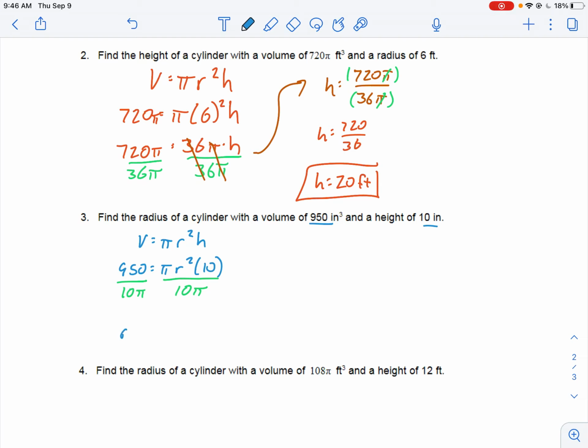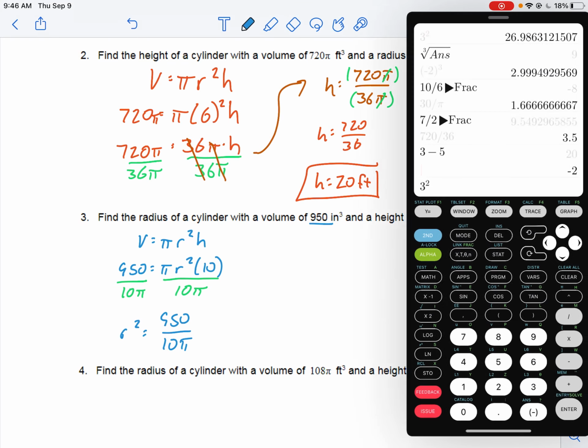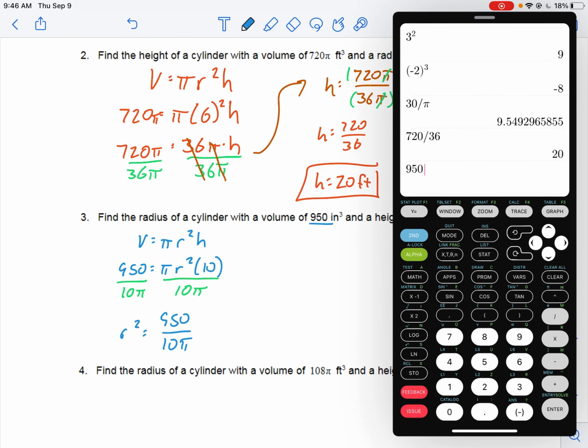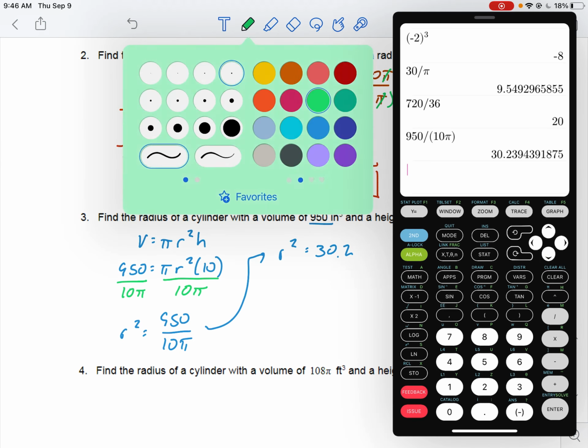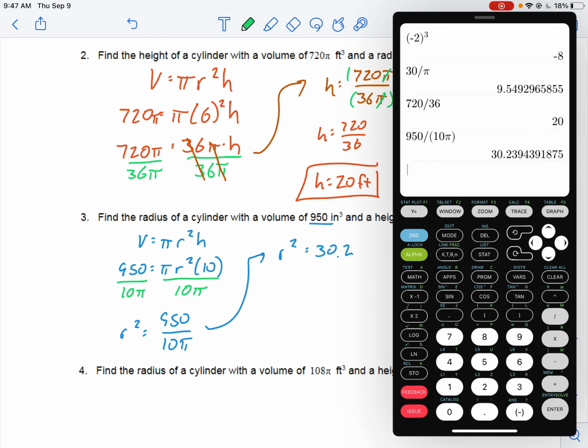So I get r squared equals 950 over 10 pi. So when I type this in the calculator, don't forget, if there are two things in the denominator, you have to put parentheses around it to divide by both of them, or else it won't give you the correct answer. And I did that, and I got r squared equals 30.2, but I'm not there yet. I have to do one more thing. I want r, not r squared.